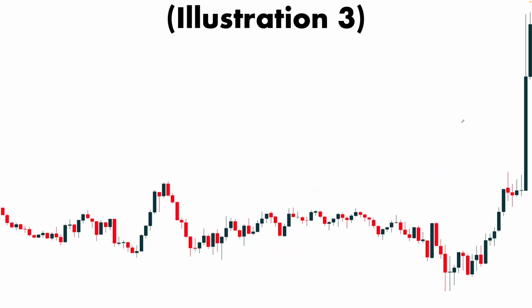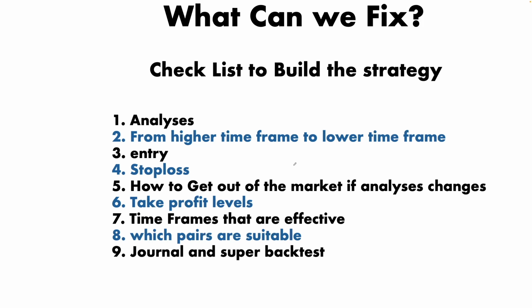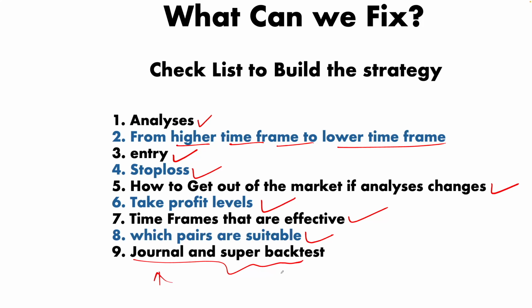So let's look at the checklist that we need to cover. We are going to make this candlestick analysis, and then we are going to move from the higher time frame to the lower time frame. We are going to focus on the entries, stop loss, how to get out of the market if the analysis changes, take profit levels, time frames that are very effective, which pairs are more suitable, and then how to backtest and journal your trades. This is the series that we are going to cover. This is not the last video, because we have to cover everything here and build a strategy on it.